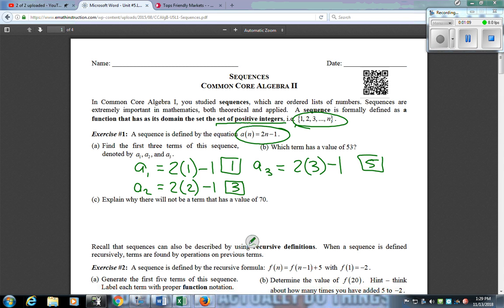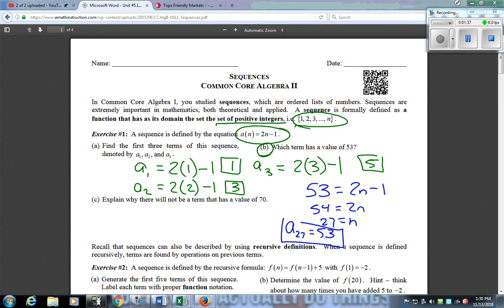Now if I wanted to figure out part B, which term gives me 53, one way you could do it is by putting 53 as your answer and then solving for n. So if I add 1 to both sides, I get 54, and then divide by 2, I get 27. So the 27th term would equal the number 53.